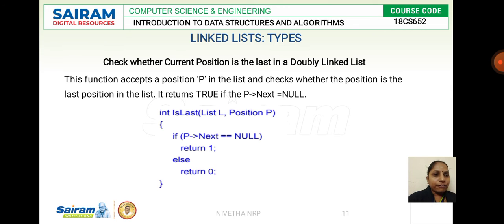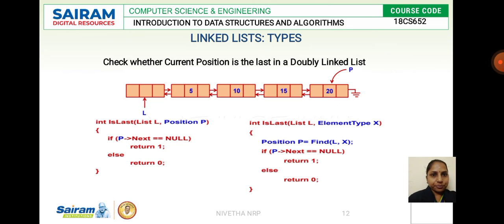So first we are starting with the first position. If the P of next is equal to null, it specifies that there is no element followed by it. So it will be returning the position of the current node, else it will be returning 0. This is to check whether the current position in the node in the doubly linked list is at the last node or not.